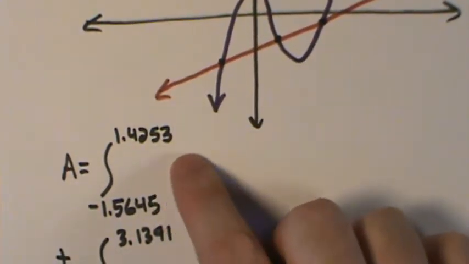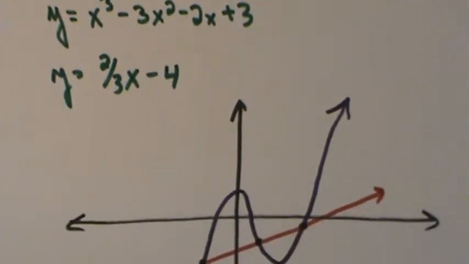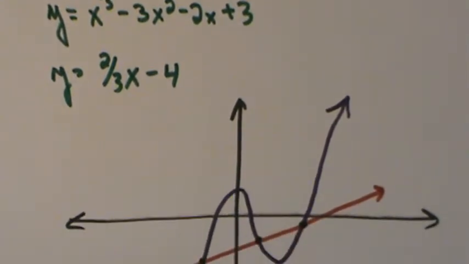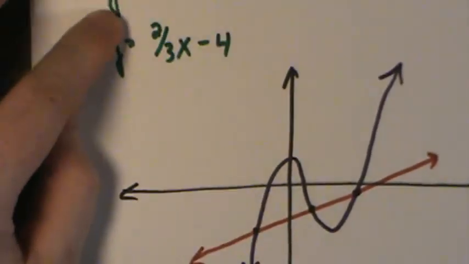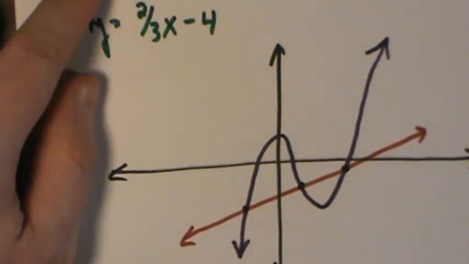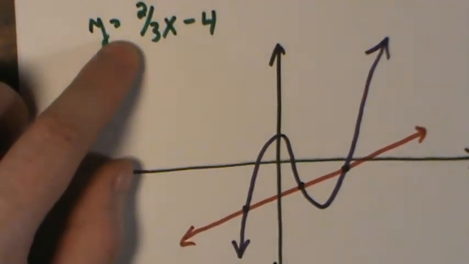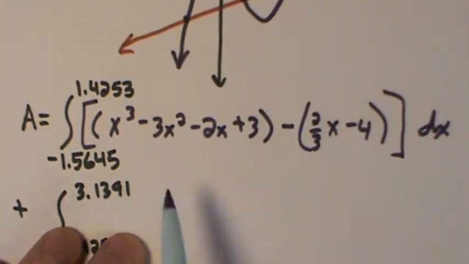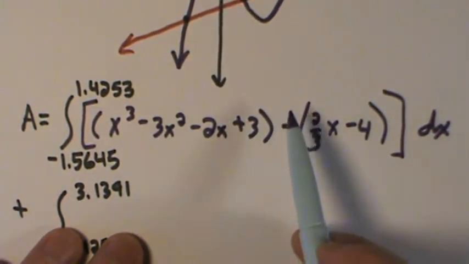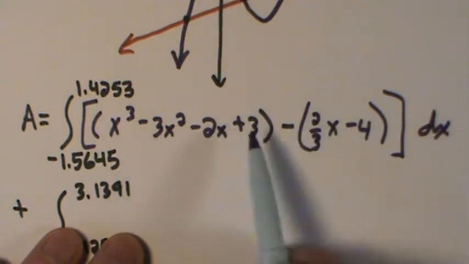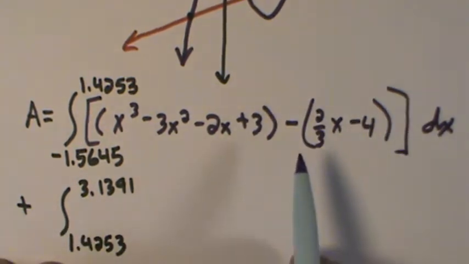Now here, obviously, I'm going to have to write those out. And so I'll start off with that curve, because I'm talking about this region right here. So I start off with the curve. I do my x cubed minus 3x squared minus 2x plus 3 minus the 2/3 x minus 4 dx. Again, it's very important that you notice that I'm always using my parentheses, because I need to distribute this negative across there. And that's going to cause some issue if you do those backwards.